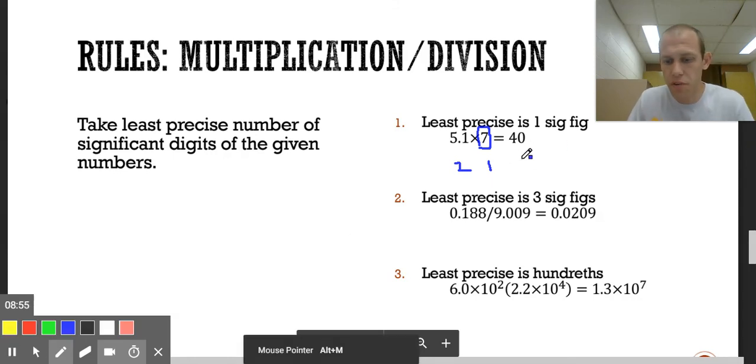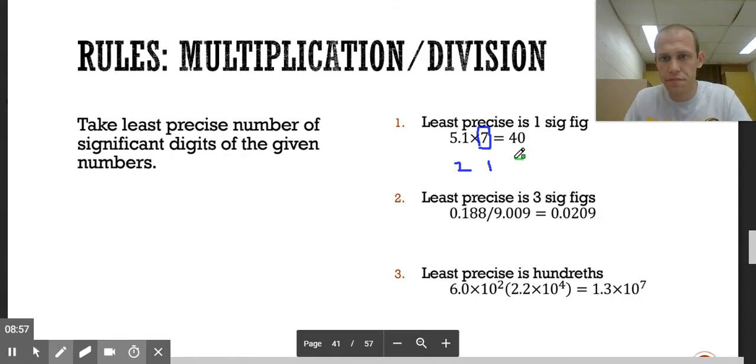So really this number is 35.7. But we only can have one significant figure. So that would just be this value right here. So it's going to round up to be 40.